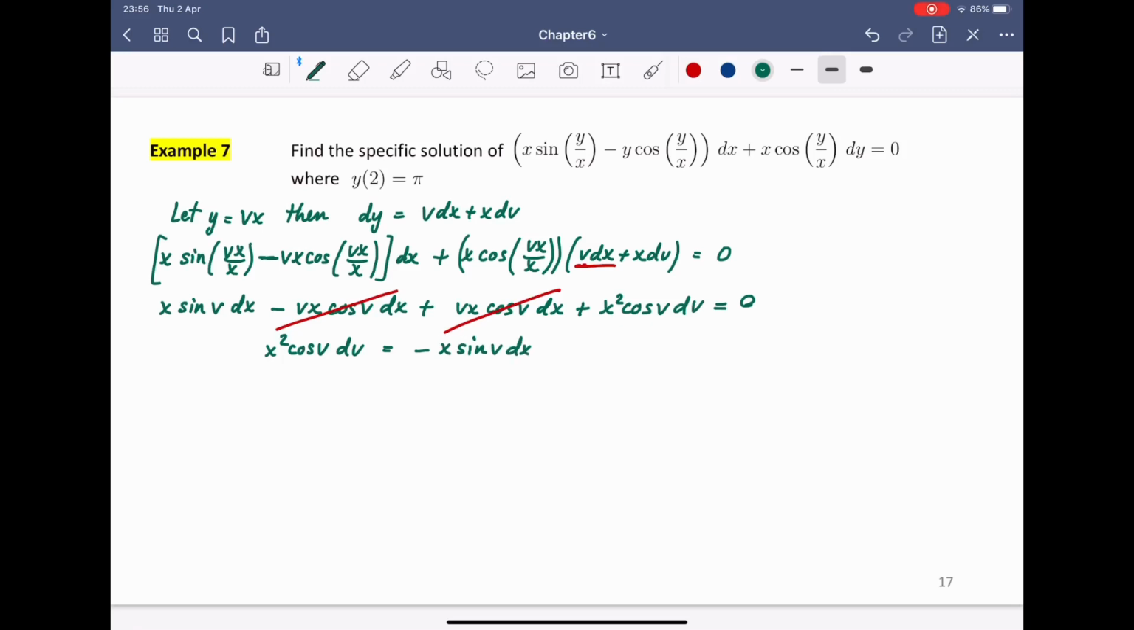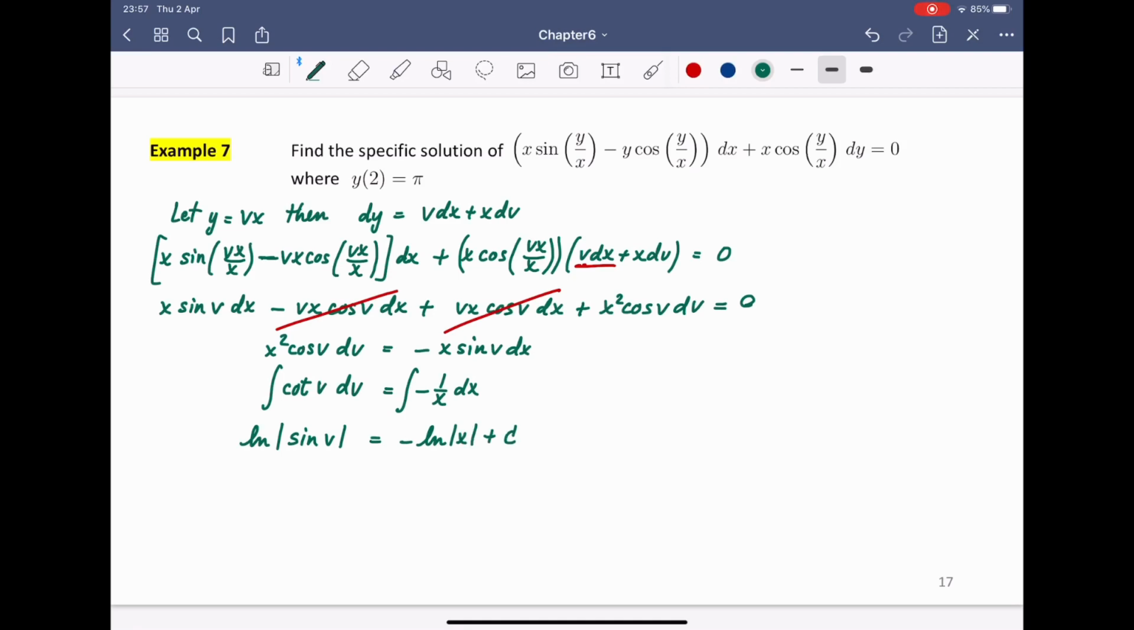dx. And then I'm going to move everything in terms of v to the left hand side, move everything in terms of x to the right hand side. So I have cotangent of v dv equal to negative 1 over x dx. Now we are ready to integrate on both sides. So integrate it. So integrate cotangent v dv, you get logarithm of absolute sine v. And then on the right hand side, integrate negative 1 over x dx. So you have negative log absolute x plus c.